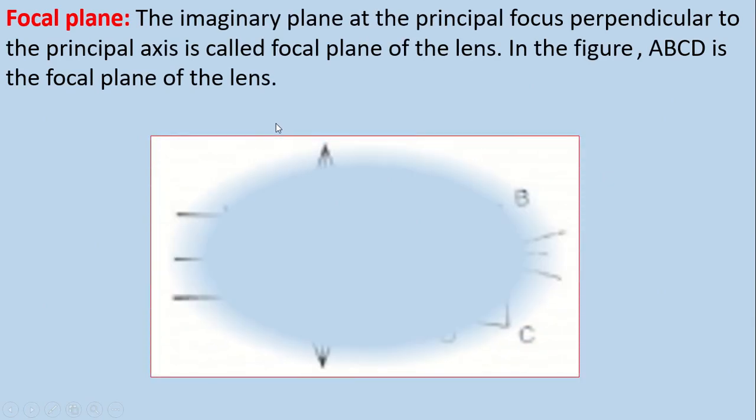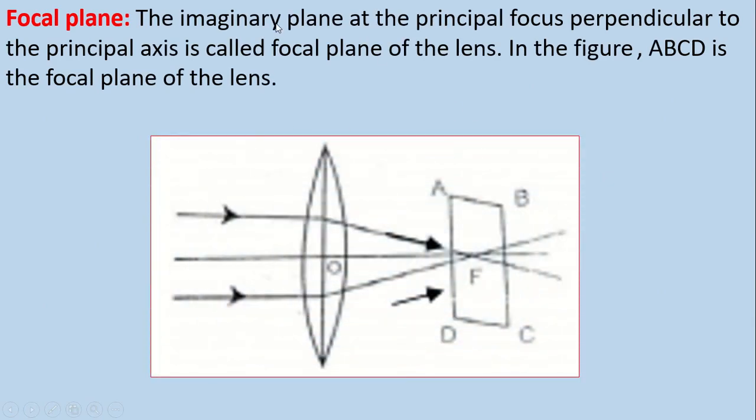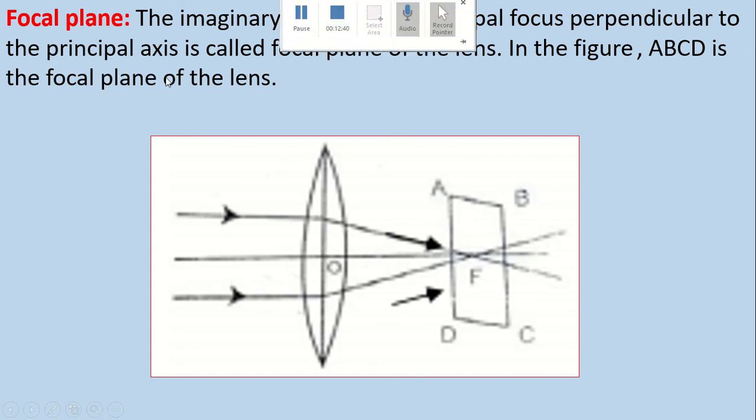Now, focal plane. The imaginary plane at the principal focus perpendicular to the principal axis is called the focal plane of the lens. In this figure, ABCD is the focal plane of the lens. Look, in the perpendicular direction of the principal axis, an imaginary plane that passes through the principal focus is known as the focal plane. This plane is imaginary.